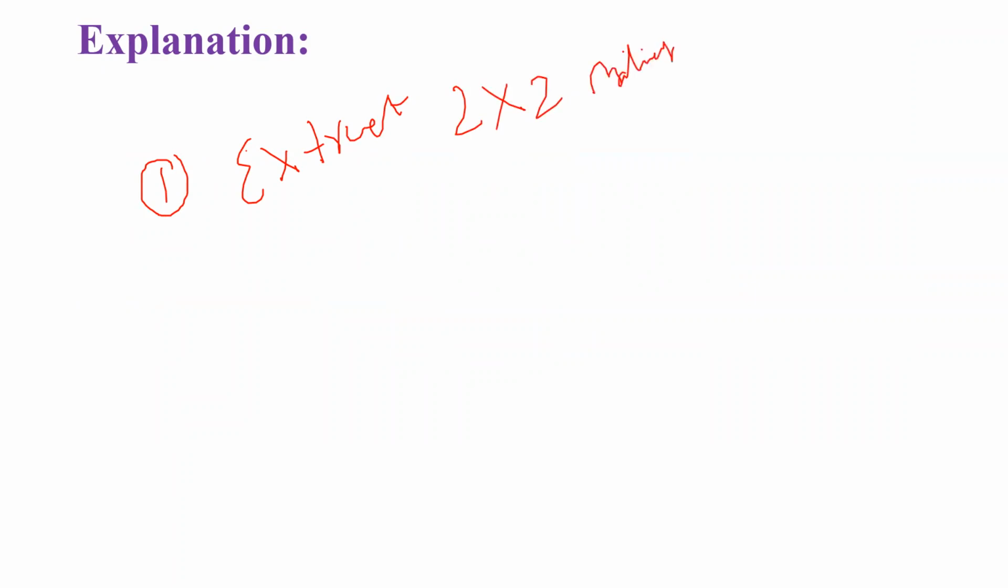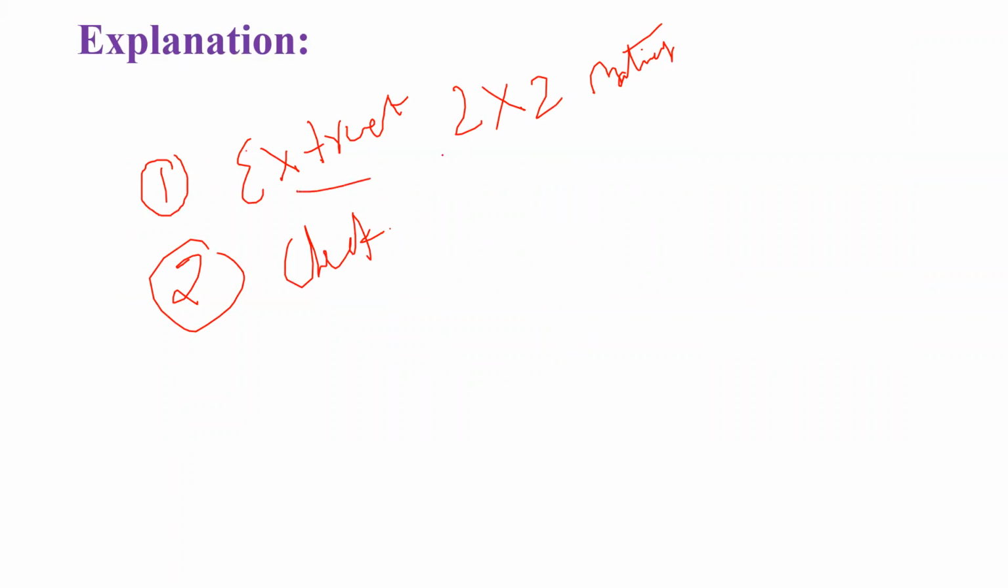Here, the entire process of solving involves two steps mainly. The first thing is extracting the 2 by 2 matrices. And the next thing is you need to check whether all the elements present in the 2 by 2 matrix are divisible by their sum of digits or not.